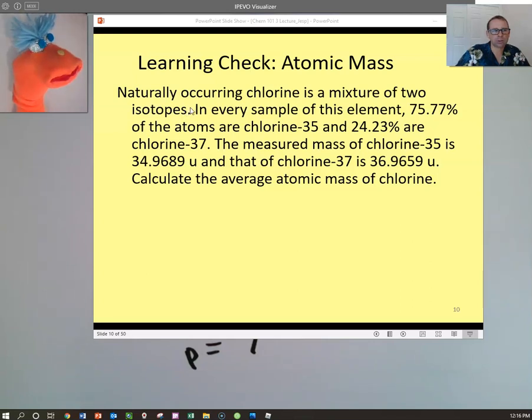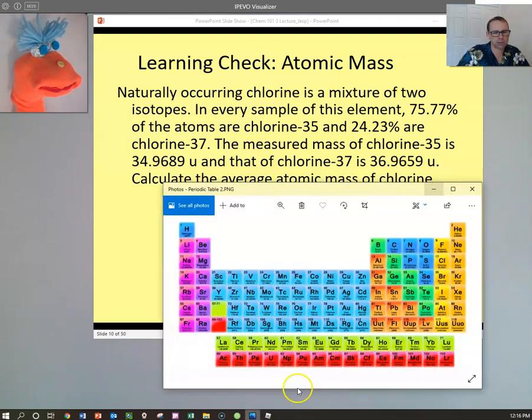Let's see. Isotopes mean same number of protons, different number of neutrons. So if there's two isotopes, that means some have one amount of neutrons and the others have another amount of neutrons. How many protons does chlorine have? That's a good question. Let's see. Chlorine has 17 protons.